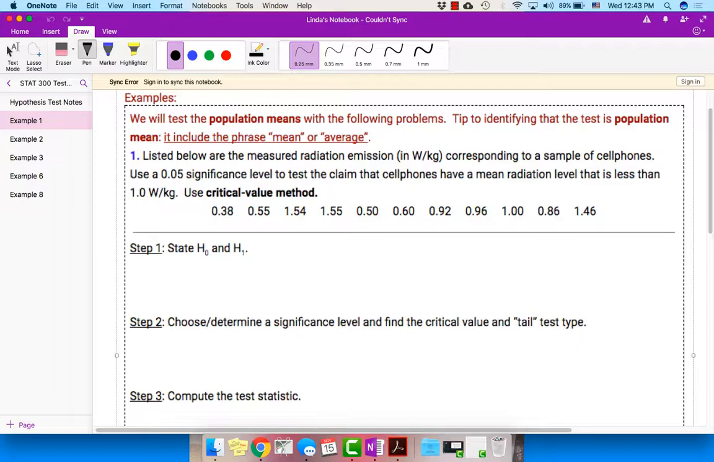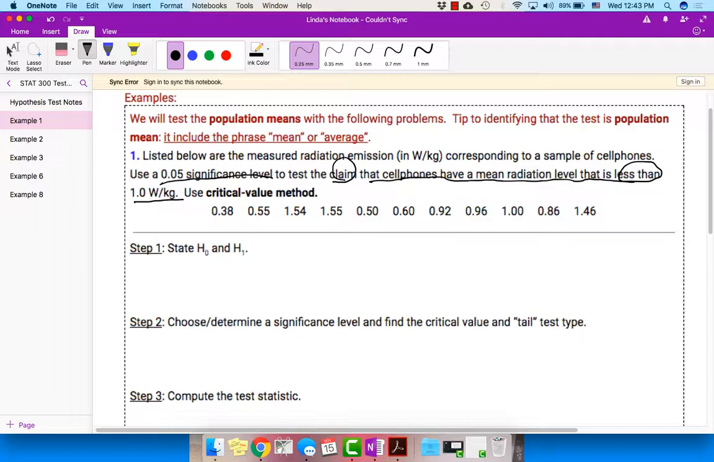Okay, so let's take a look at example number 1 here. It says that listed below are the measured radiation emission in W-kg corresponding to a sample of cell phones. Use a 0.05 significant level to test the claim that cell phones have a mean radiation level less than 1.0.